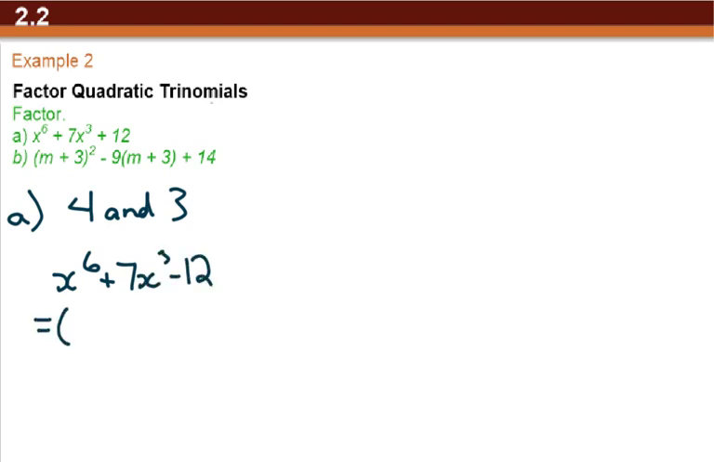again, with every trinomial we'll have two brackets. We're going to have plus 4 and plus 3 at the back. And as with the last example, to determine what goes in the front of each bracket, we look at the middle term of the trinomial. So each of those is going to get x cubed. And that would be done factoring that.